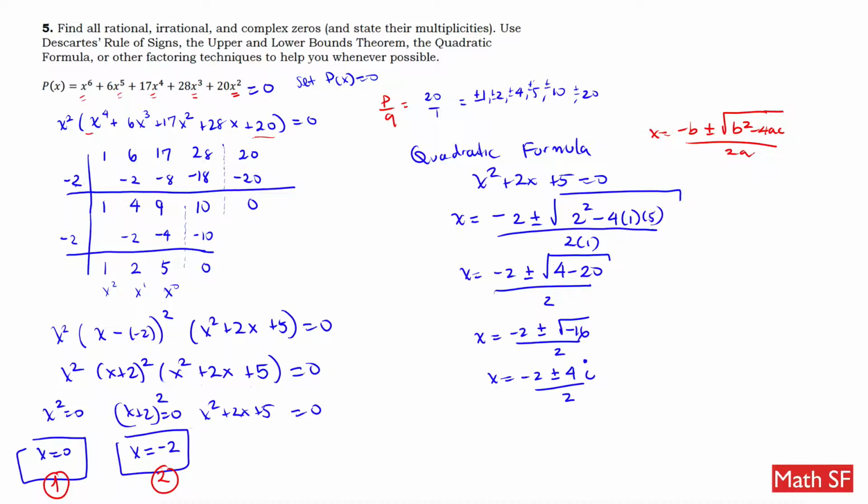Now I'm going to separate this guy here. This is how I like to separate them. So that will be x equals negative 2 over 2 plus or minus 4i over 2. x equals negative 1 plus or minus 2i. So I have this guy here with multiplicity of 1.